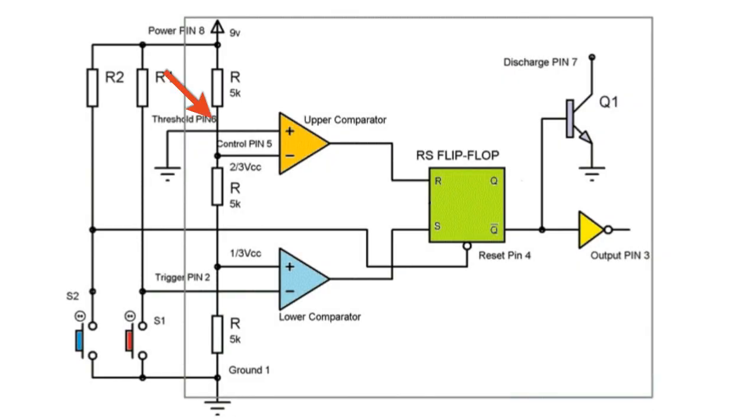The threshold input, pin 6, is connected to ground to ensure that it cannot reset the bistable circuit, as it would in a normal timing application.